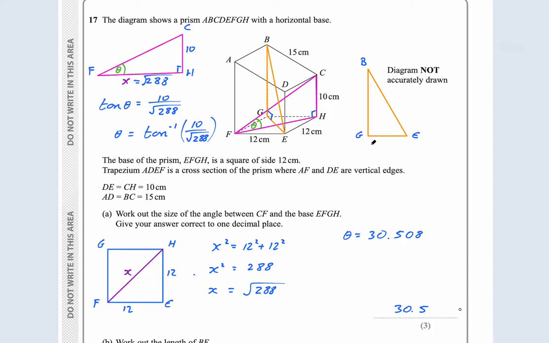So that length is root 288. We are trying to find BE. Let's call it Y, not X, because I've already used X, so we'll choose Y. Again, in order to find this, I need another side, and I think I'm going to find this side. Okay, how do I find this side? Well, unfortunately, I'm going to have to draw another triangle. So, look at this one.